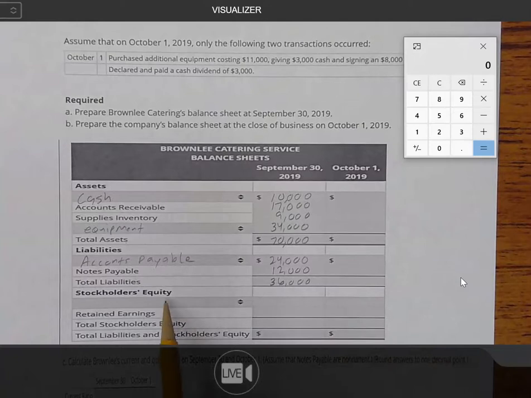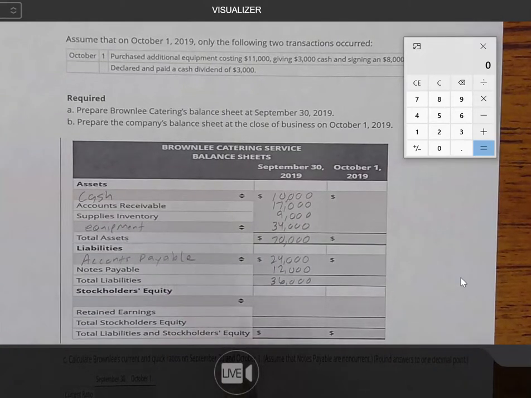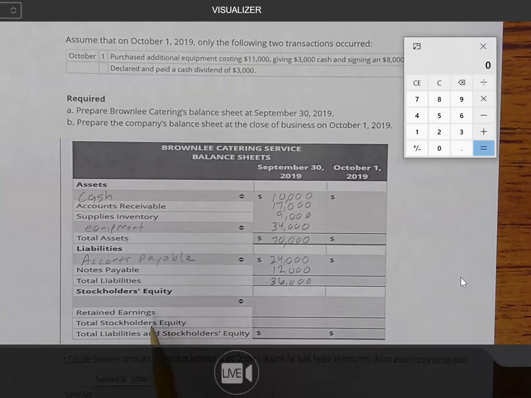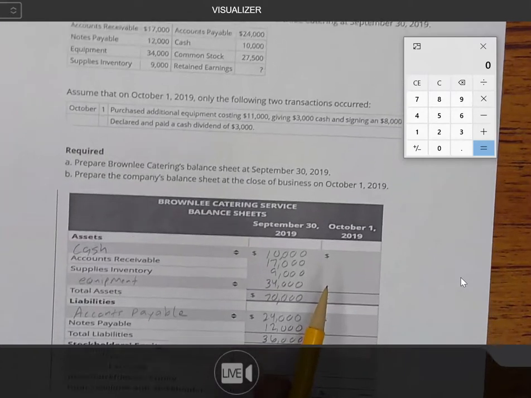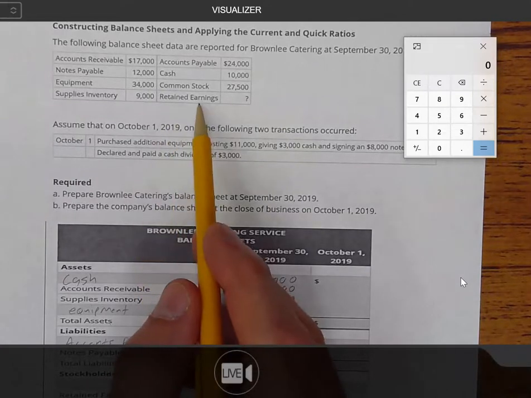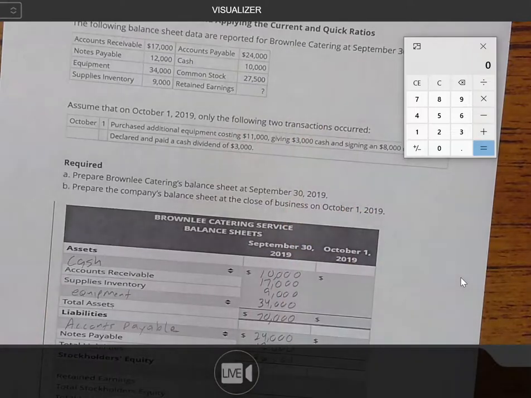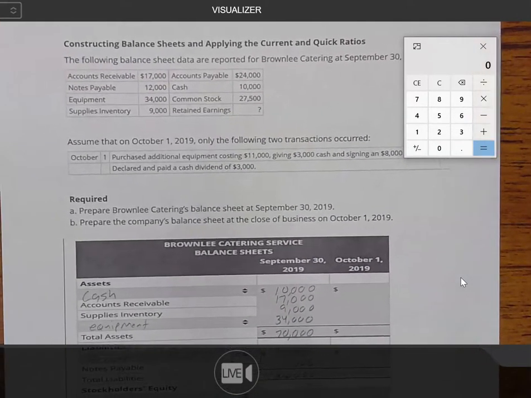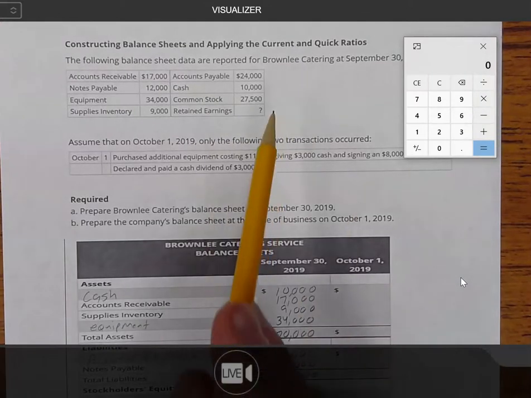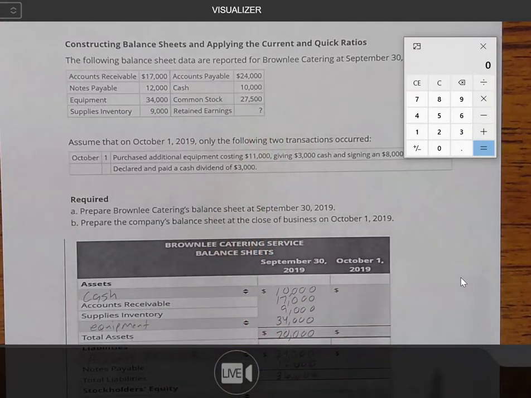And then we have the third heading for the balance sheet, stockholders' equity. There are two components of stockholders' equity: we have retained earnings and we have common stock. So if we go back up here to the top, notice there's a question mark on retained earnings. They're not just going to give us every little figure, but that's okay. We don't need them to, because they have given us common stock of 27.5.